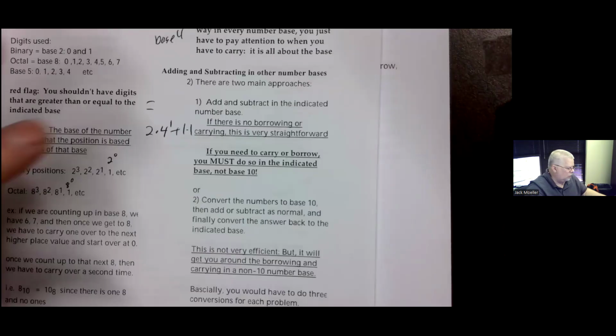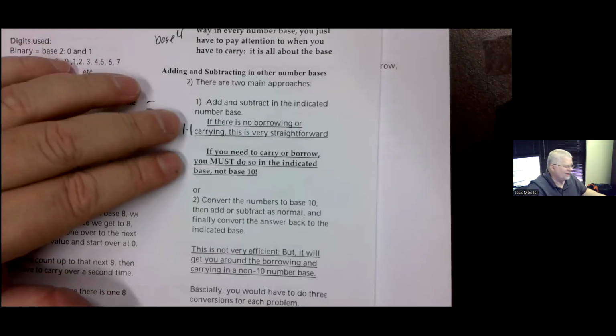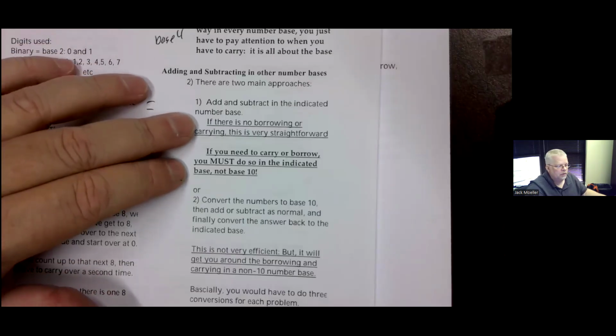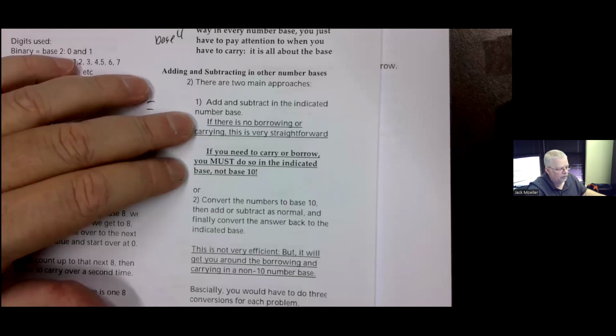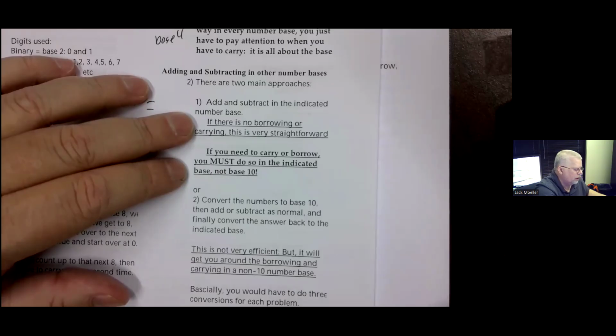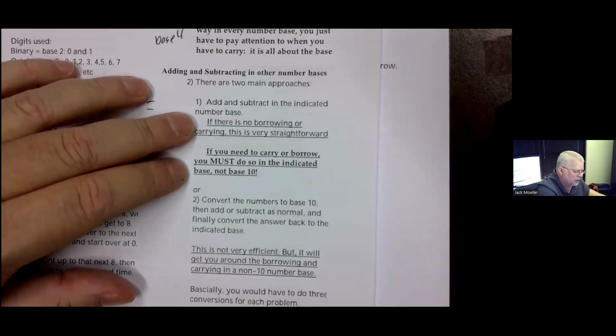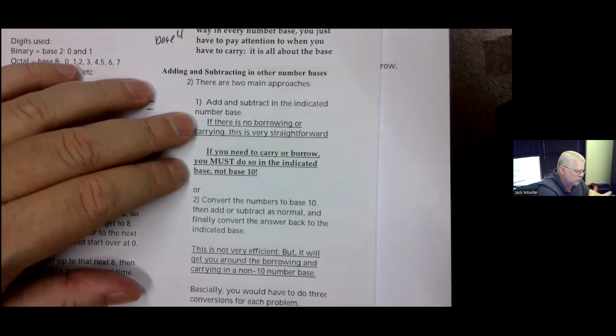One, you can add or subtract in the given number base. So if we're in base 4, we're going to add and subtract in base 4. If we're in base 5, we're going to add and subtract in base 5, and so on. If you don't have to borrow or carry, those are easy, because if there's no borrowing or carrying, it works exactly like you do in base 10. Without the borrowing and carrying, these are straightforward problems.